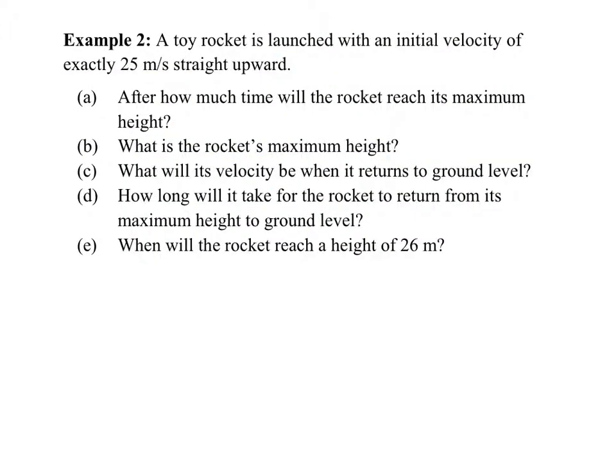Let's do example 2 here. Example 2 has 5 parts to it, but again, we should go one step at a time. A toy rocket is launched with an initial velocity of exactly 25 meters per second straight upward. That's important. If it's not straight upward, if it's at an angle, now it's projectile motion. Okay, straight upward. Your book might just say upward. I'm just being more specific here. After how much time will the rocket reach its max height? So don't look at part B, C, D, E yet. Just look at part A.